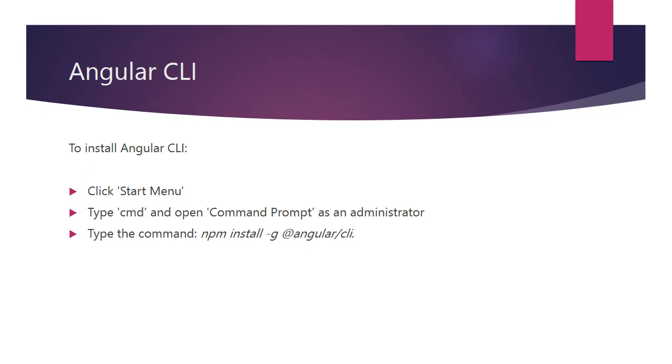To install Angular CLI, click Start menu, type CMD, and open command prompt as an administrator. Type the command npm install -g @angular/cli. This command will install Angular CLI globally on your computer, which means that we can run Angular commands from any directory on our computers.